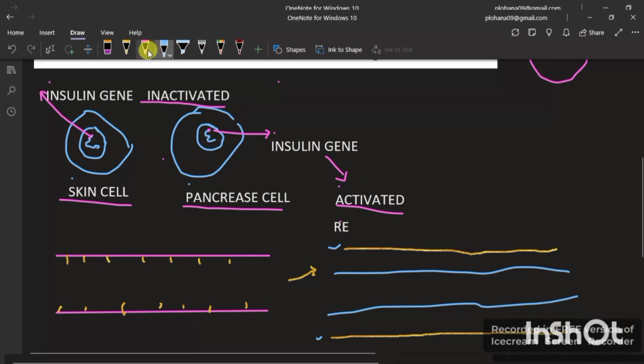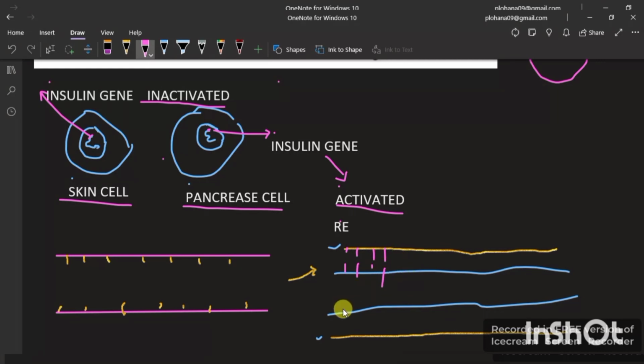Here an enzyme will come and it will start putting nucleotides, complementary nucleotides. Nucleotides will be here. This will be the same process there too. Nucleotides would be here, here, here, and here. So like this, DNA will be replicated.